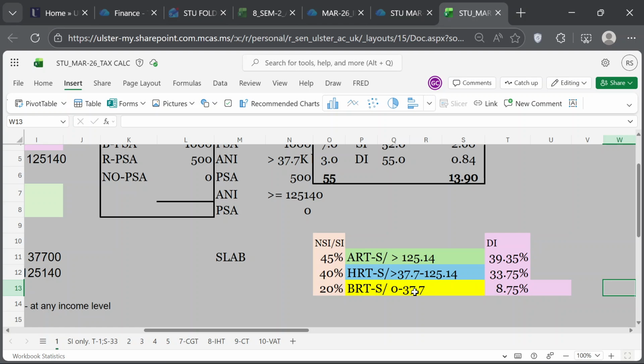Yes, it's clear. You have the same three slabs, but for NSI and SI the rates are just different. For income sources, NSI and SI rates are this, but DI rates are this. And the slabs are the same.